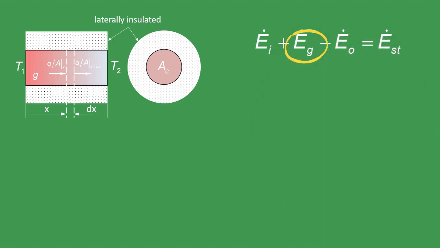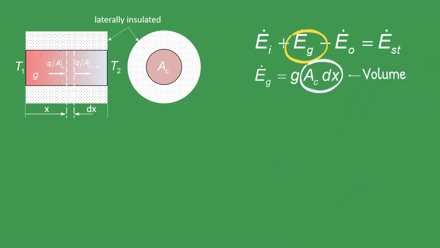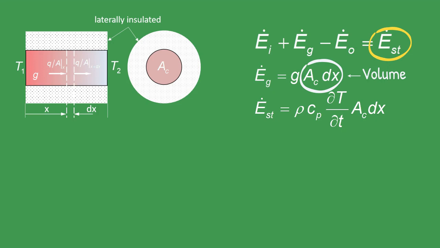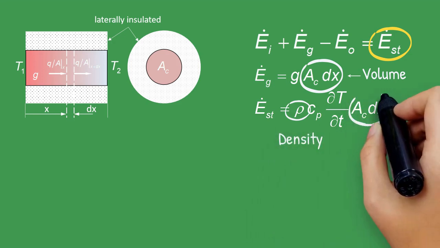The generated heat transfer rate, E_g, will simply be the product of the volumetric heat generation multiplied by the volume. If there is no phase change, the change in internal energy or accumulated energy per unit time is the mass times the specific heat multiplied by the change in temperature with time. In this expression, mass is written as density times volume.